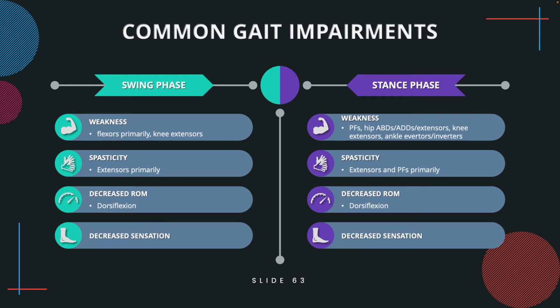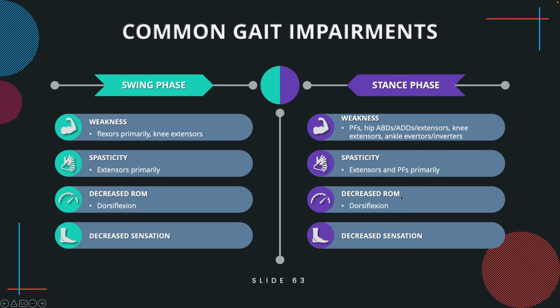Then spasticity. Again, we tend to see that extensor spasticity is common and interferes with gait. It's particularly common in the plantar flexors as we're moving through mid-stance and terminal stance. Decreased range of motion. Again, limited dorsiflexion is something that happens very commonly in people with neurologic issues. We might see issues at the same phases of gait that we're seeing issues with plantar flexor spasticity.